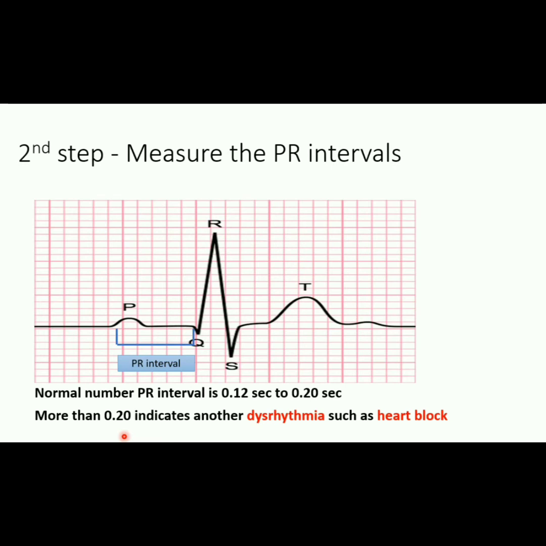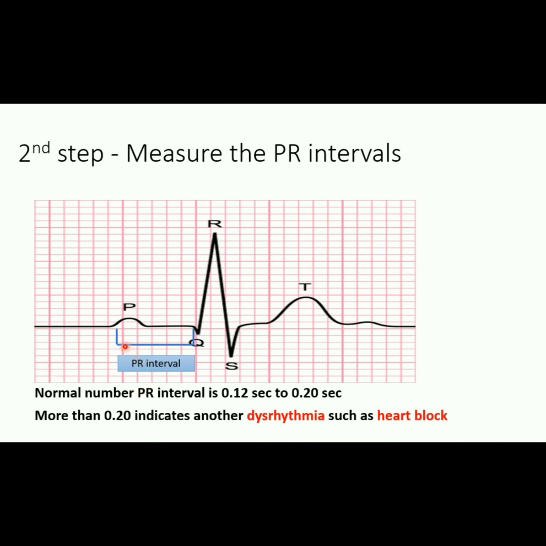Second step, we are going to measure the PR interval. This we measure from where the P wave starts to where the QRS complex starts, which we marked already. What we do is count the number of small boxes in between, that is 1, 2, 3, 4, 5, and multiply it with 0.04 second. As I already told you, one small box is 0.04 second. So when we multiply it by 5, you get the number.